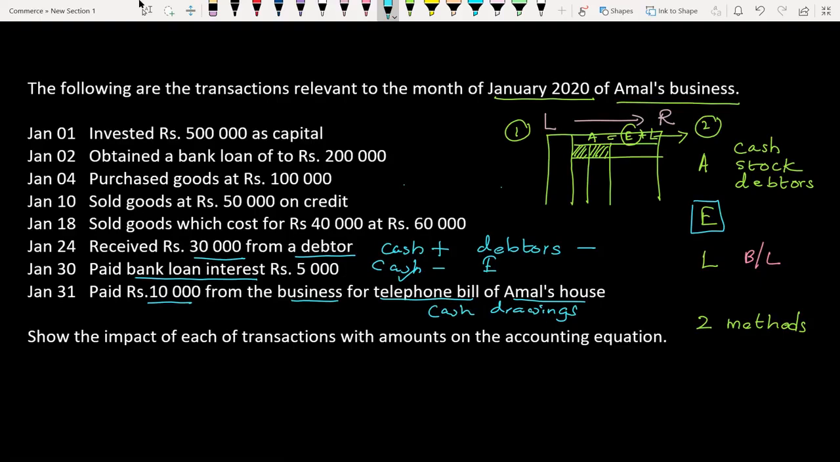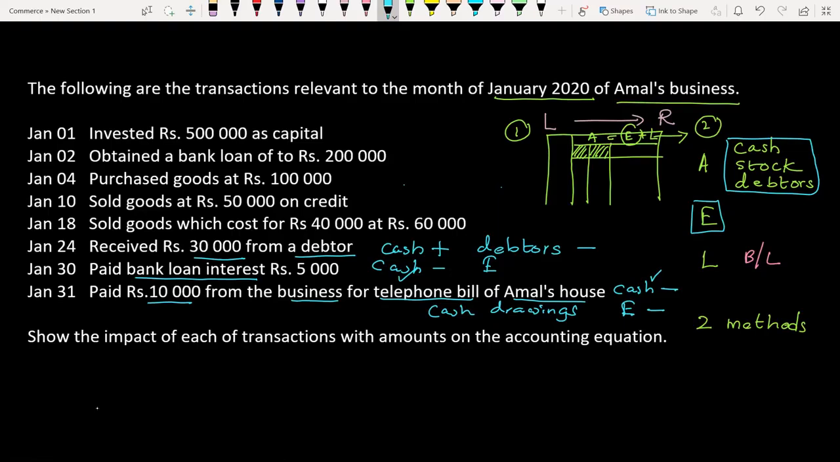So what happens due to this transaction? Cash of the business decreases and equity of the business also decreases because of this drawing. So again, we have cash column and we do have our equity column. Okay, finally, we have 3 asset columns and 1 liability column.